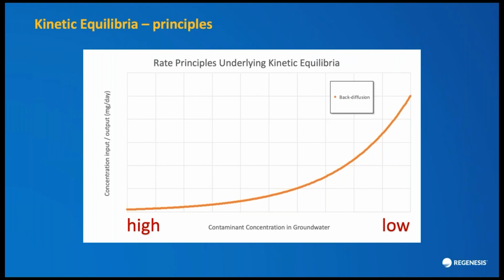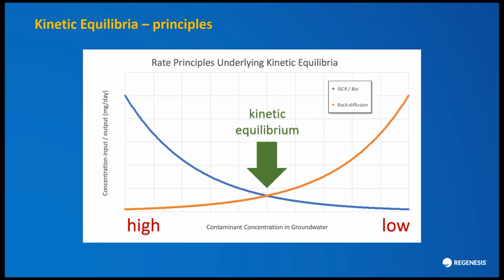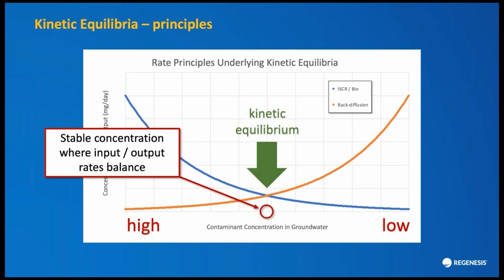The more our remediation chases down the concentration in the treatment zone, as the concentration changes from high to low on a horizontal axis, the steeper the gradient becomes. And as the gradient gets steeper, diffusion gets faster, and we can see this with the curve. But since the destruction rate slows as remediation proceeds and the concentration drops, the lines invariably cross. So between these two processes, an in process and an out process, both concentration dependent, we will invariably get a kinetic equilibrium. And this results in a stable concentration where the input rates and output rates balance.